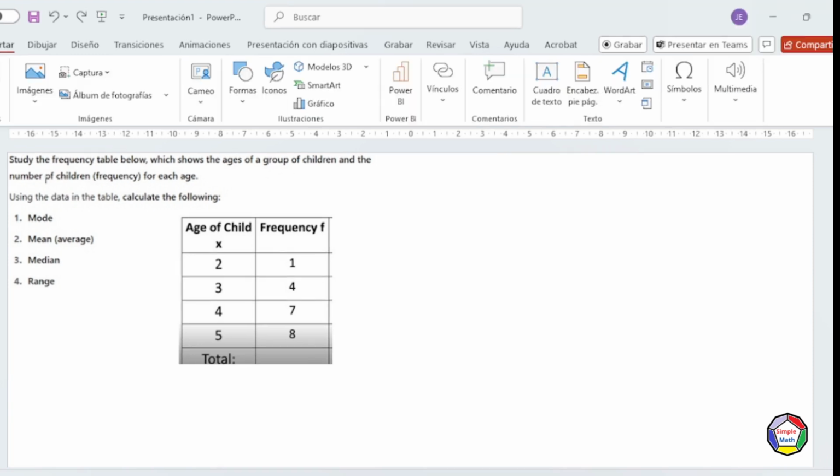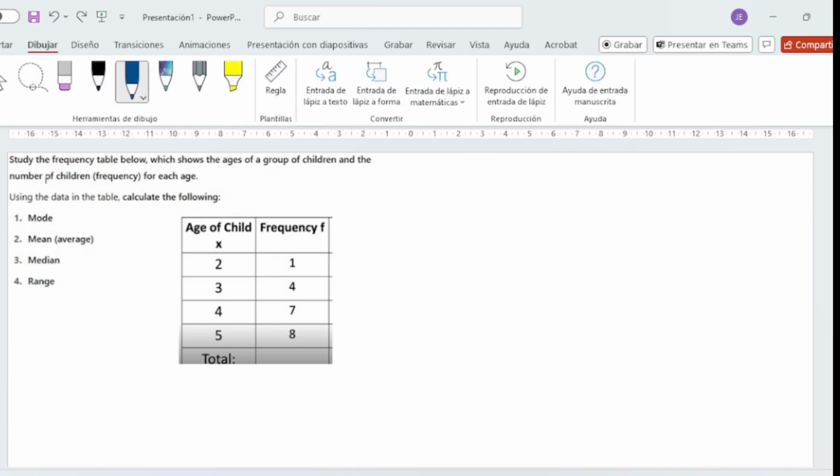So the exercise says: study the frequency table. It shows the ages of a group of children and the number of children. PF is like the frequency for each age. Using the data in the table, calculate the following: the mode, mean, median, and range. Mean means like average. Okay, so let's get started.